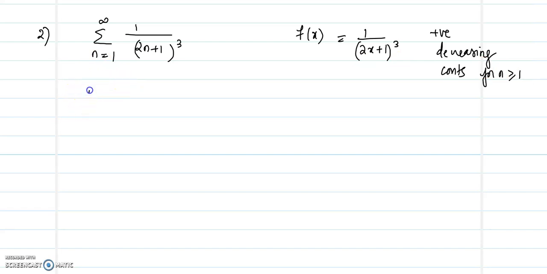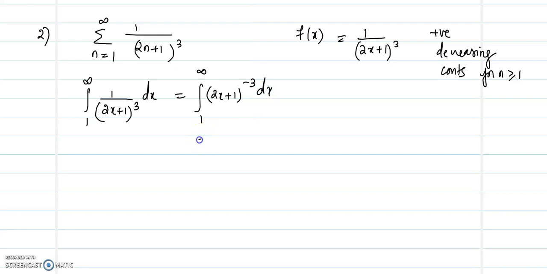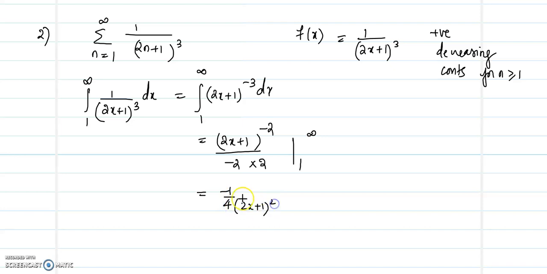So by integral test, we need to evaluate the integral 1 to infinity 1 by 2x plus 1 whole cube dx. So this will be the integral 1 to infinity 2x plus 1 whole raised to minus 3 dx. So the value of the integral will be 2x plus 1 whole raised to minus 3 plus 1, which is minus 2, by minus 2, and this 2 will come, so 2, from 1 to infinity. So that will be minus 1 by 4 times 2x plus 1 whole square from 1 to infinity.